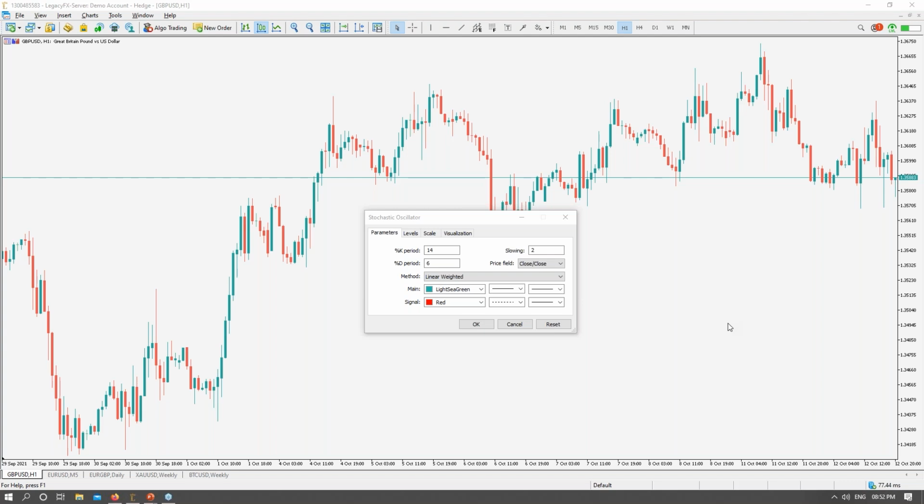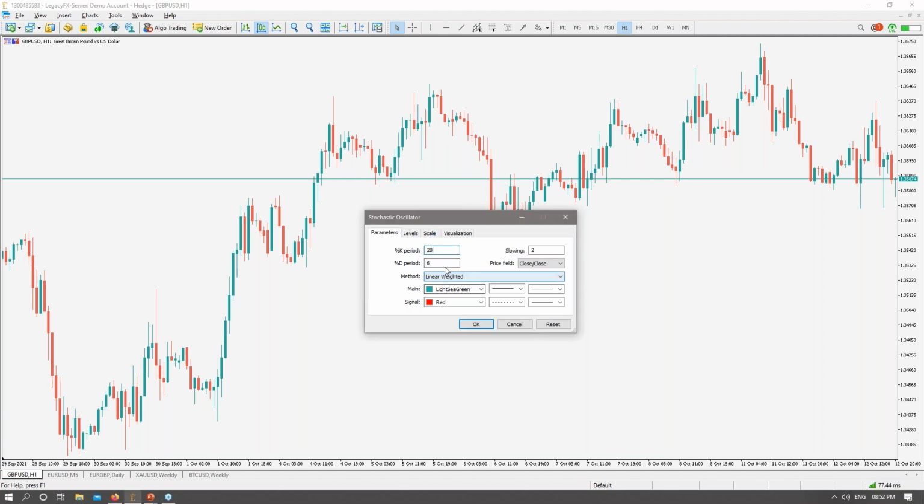Now, K period, right? Remember, this is the long period that we want to take a look at. That's 14. We discussed this. We want to slow it by 2. That's the default. And the period, basically, as you can see, is half minus 2. It's funny, right? The other one was double plus 2, and this one's half minus 2. So if I make this 28, this would become 14 minus 2, so 12.